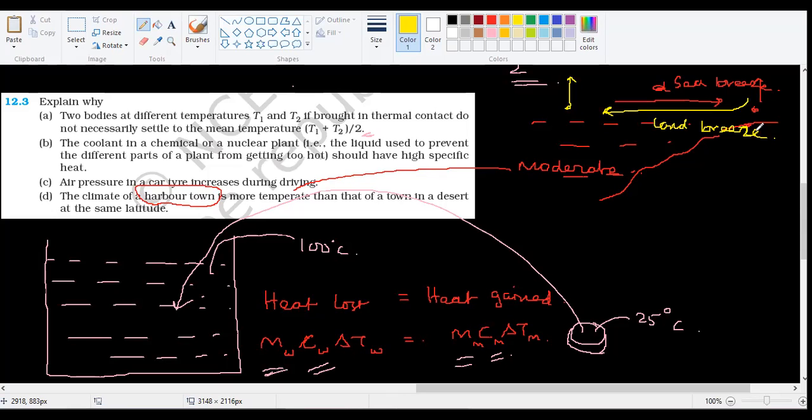A coolant in a chemical or a nuclear plant, that is the liquid used to prevent the different parts of a plant from getting too hot, should have high specific heat, right? Some of you, if you have worked with car engines, know that there is something called a coolant. The coolant goes around the engine to maintain its temperature. If you run the engine without the coolant, what will happen?